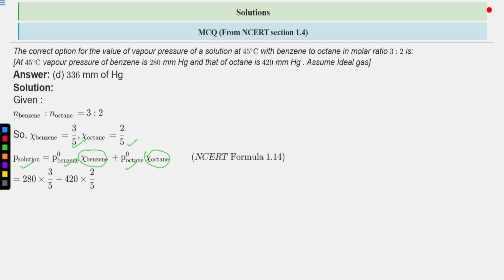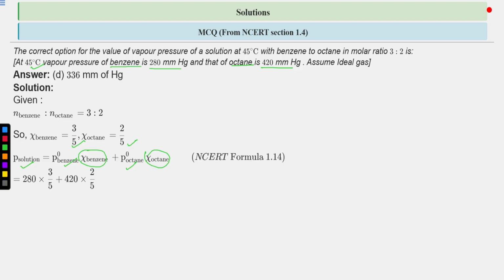These two values we also have, because in the question it is given that the vapor pressure of benzene is 280 mm of Hg and of octane is 420 mm of Hg at 45 degrees Celsius. Now we simply put in the values. So 280, which is P naught of benzene, multiplied by 3 by 5, the mole fraction of benzene, plus 420, P naught of octane, multiplied by the mole fraction of octane, 2 by 5.